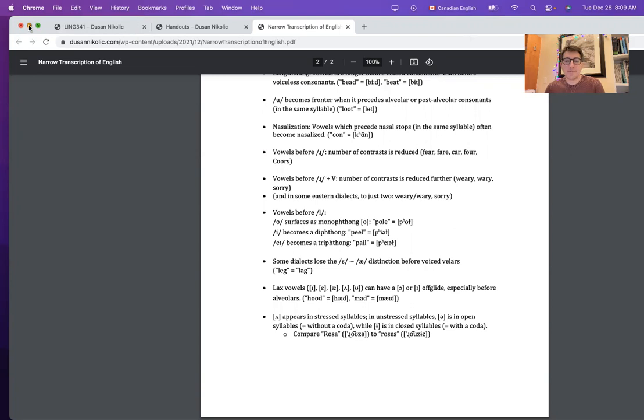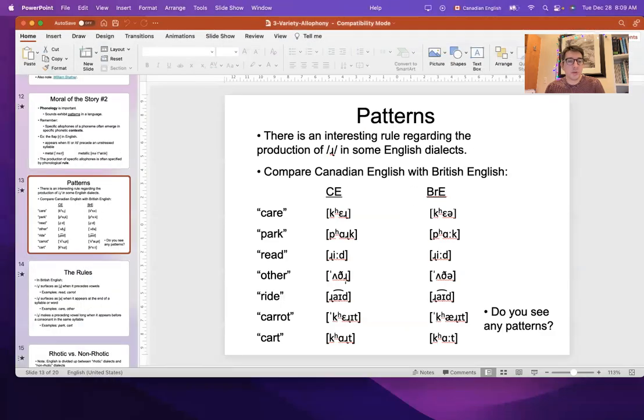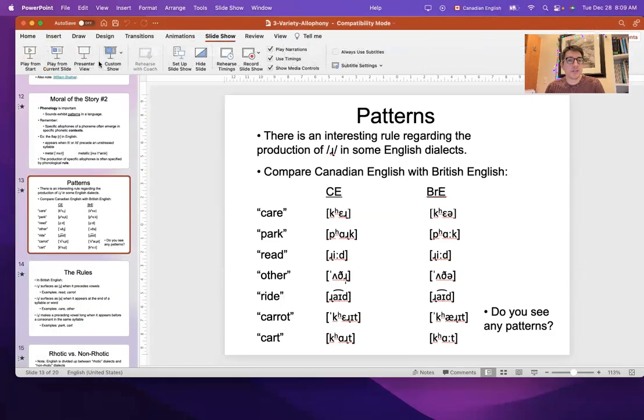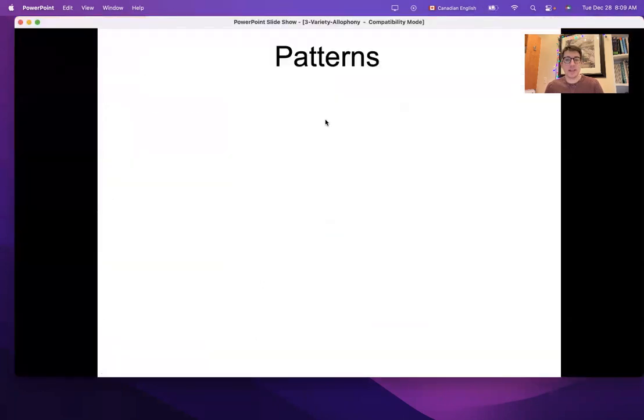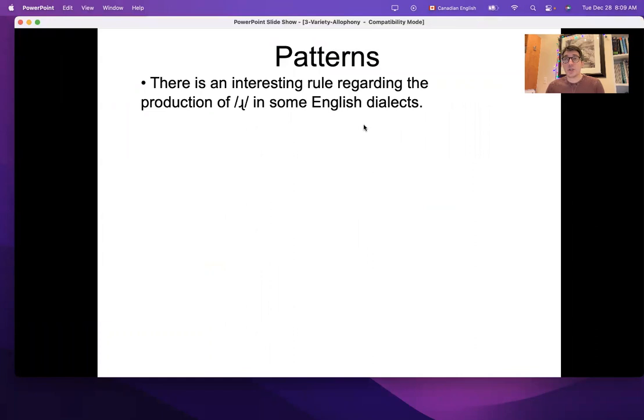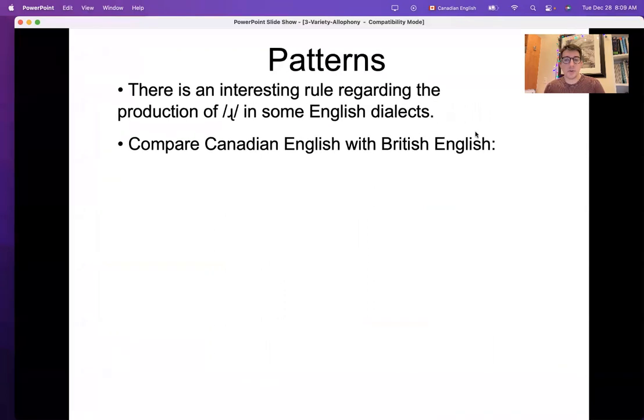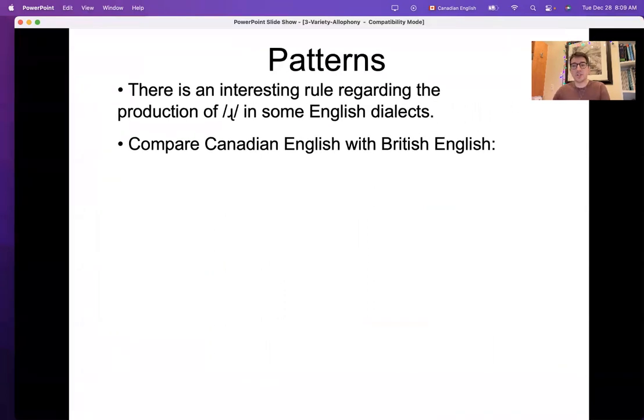So without further ado, we will move on to the patterns of Canadian English, which differs from the patterns of British English. I named it here British English, but it's really an English that is spoken in Australia as well, and New Zealand, and so on, and some parts of North America, like the East Coast of North America.